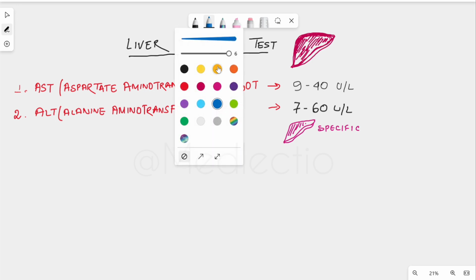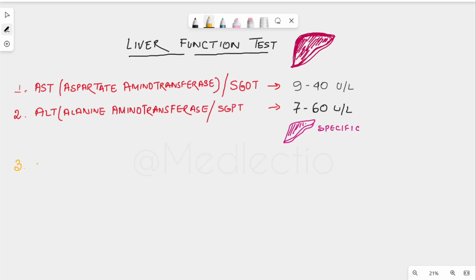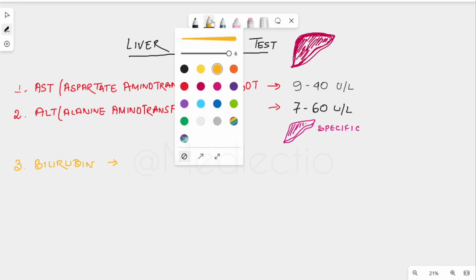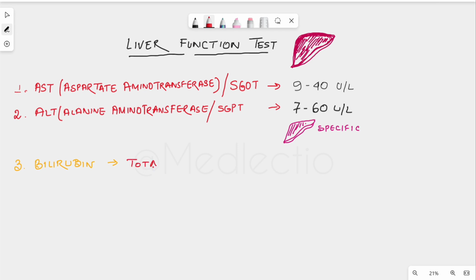Then number 3, you have bilirubin. As we know, we have total bilirubin value, and conjugated and unconjugated, or you can say direct and indirect bilirubin values. You need to know all three parameters here, because in different problems there are different elevations of bilirubin. In some cases there is conjugated bilirubinemia, in some cases unconjugated bilirubinemia, or direct and indirect as you can also say. Direct one is conjugated, indirect one is unconjugated. Total is 0.3 to 1 mg per dL.